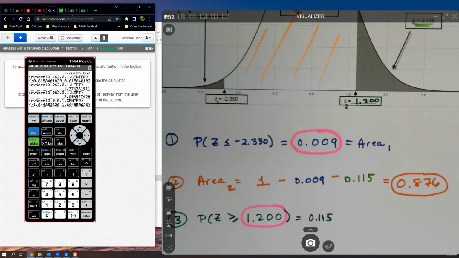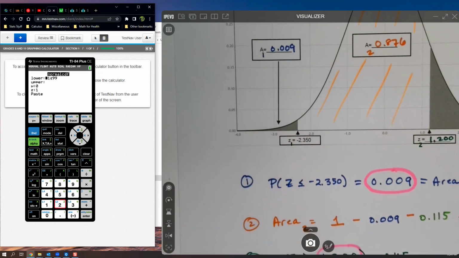All right, so lovely. Okay, so for the first one, that's a normal CDF question. So second distribution, normal CDF, and you would tell it, so it's a left tail. See how this is the left tail? So you'd say negative 1E99 all the way up to negative 2.350. Paste, enter. You get the same answer as they did, 0.009. And again, for the middle part, that's easy. 1 take away 0.009, take away 0.115. There you have it, 0.876.